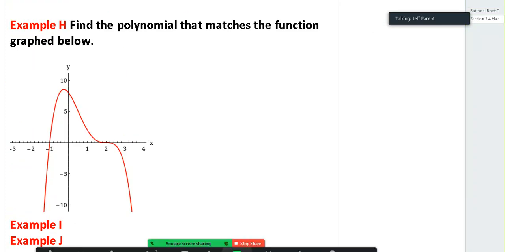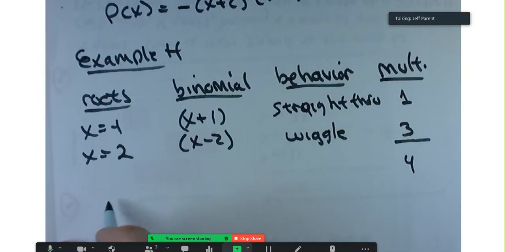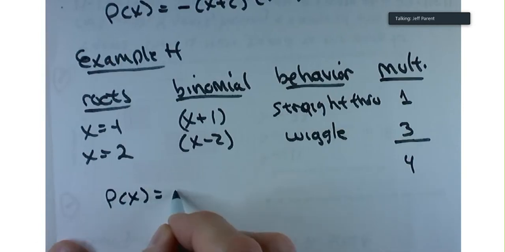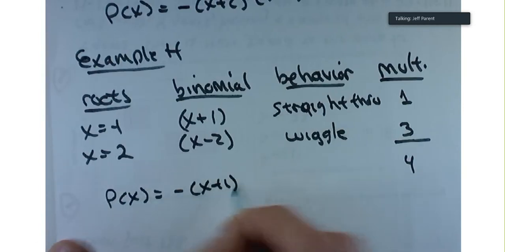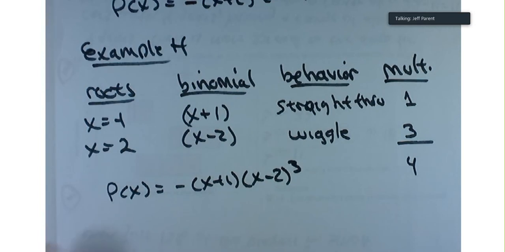So I'll just put in a negative right here, and then I'll be good to go. So it's going to be p of x equals negative of (x + 1) to the first power times (x - 2) cubed. And man, you got 6 out of 6 points on that one. Good for you.